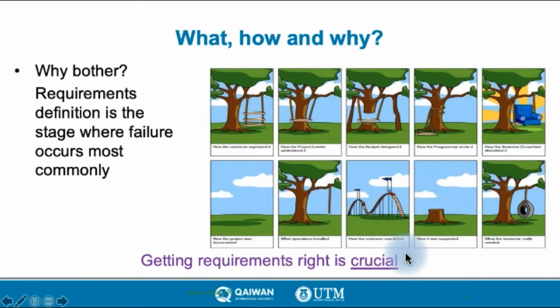Here is an example of how we have to understand the users. As you can see, this is a tree and this is the swing. This is how the users wanted the swing to be. And here is how the developer understood it, and how it was designed. As you can see, it makes it worse. This is not how the customers wanted the swing to be.